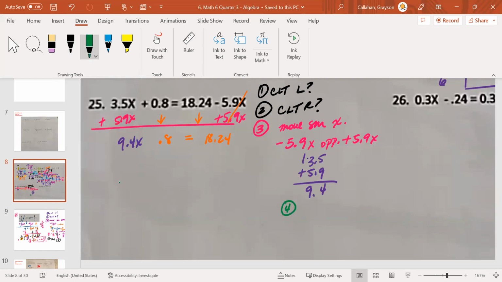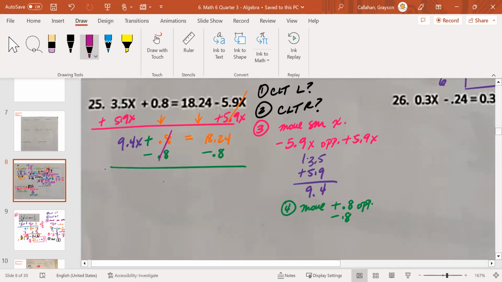Step number 4. Now that you have x's combined together, make sure you put a plus right there. Which decimal do you need to move? You want to move the positive 0.8. Opposite of that is a negative 0.8. So minus 0.8 on both sides. When you do that, that part cancels. Bring down the 9.4x. You can do the work on the side.